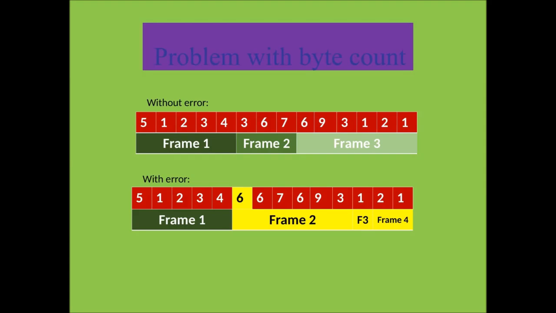In case of error, you can see the second stream of different frames. With error, there are frame number 1, frame number 2, frame number 3, and frame number 4. Now there are 4 frames, because when there is an error, this error may be a bit error or a byte error. When a single bit or more than one bit is changed, this is an error and the count will totally change. So this method is not appropriate, because the byte count method creates a problem when there is an error while data is transmitted from source to destination.